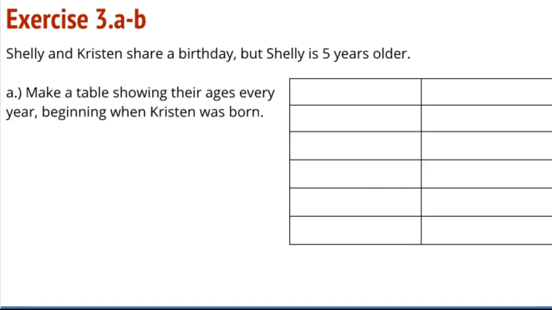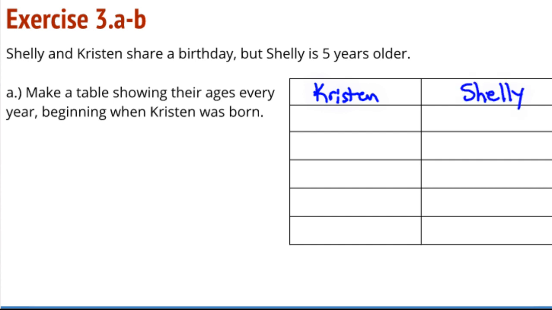All right, Shelley and Kristen share a birthday, but Shelley is 5 years older. So let's make a table showing their ages every year, beginning when Kristen was born. So I will have Kristen, and I will have Shelley.